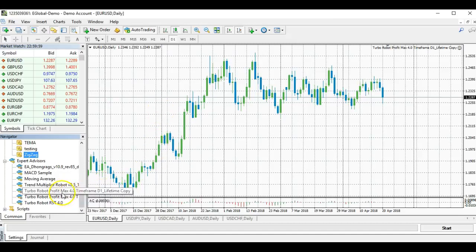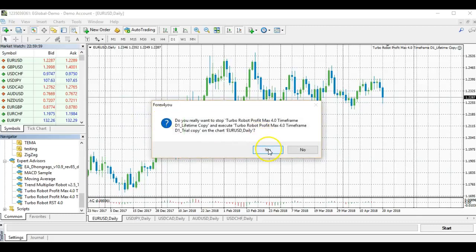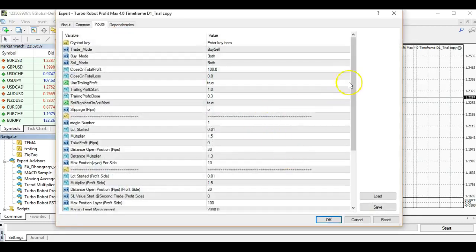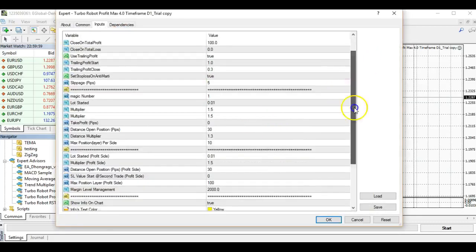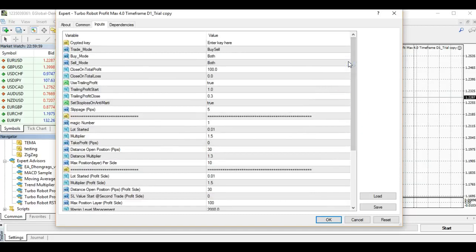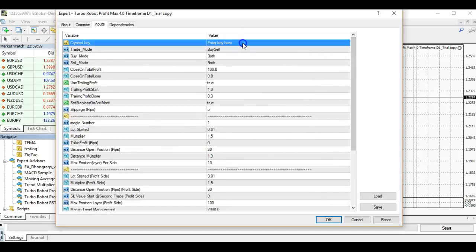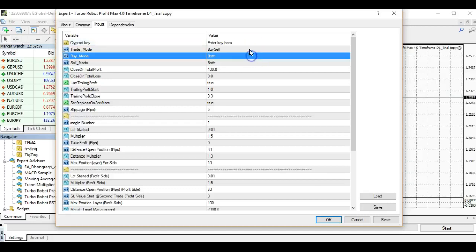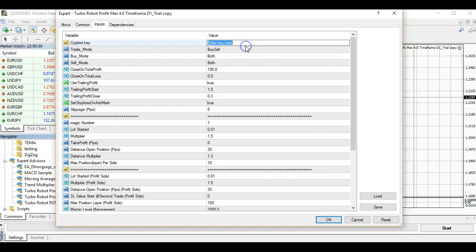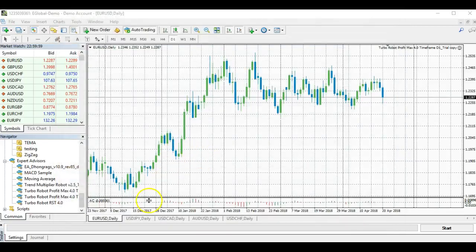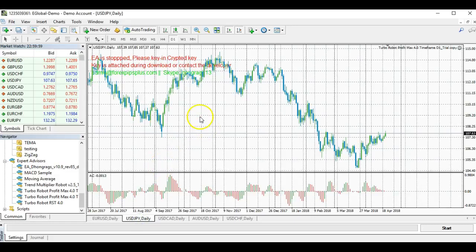So basically, let's say you're on trial or you are on max. Okay, so this is the trial copy. Yes, it's a trial copy. So for the trial copy, you should add in your encrypted key. We are sending that to you, a 30 days trial.